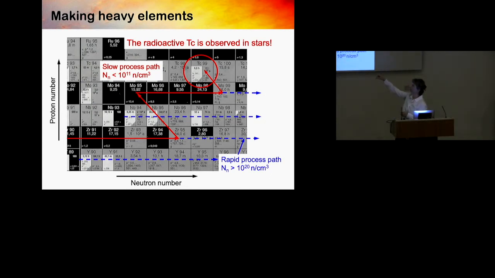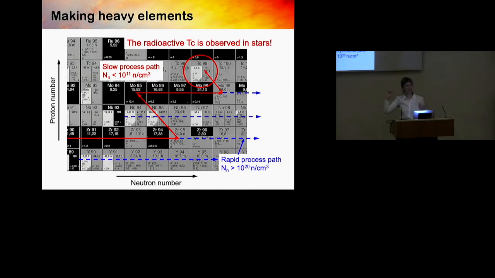So those black squares, they're stable isotopes, so we have neutrons increasing on the x-axis, we have protons increasing on the y-axis, so we're moving up with different elements. So the black squares are stable and the grey are unstable. And they've also got half-lives on there. So the half-life, for example, of zirconium-95 is 64 days.